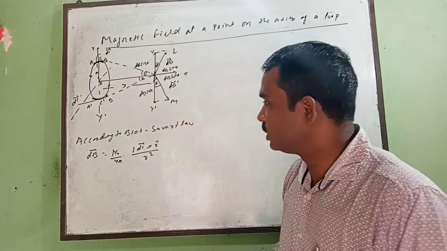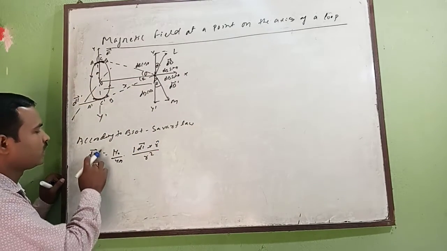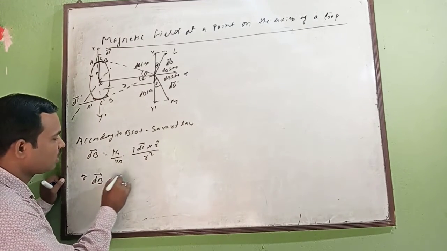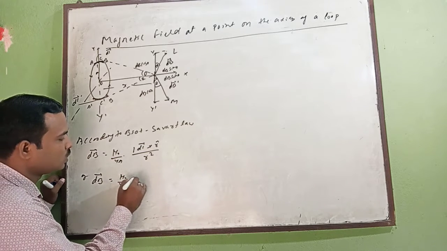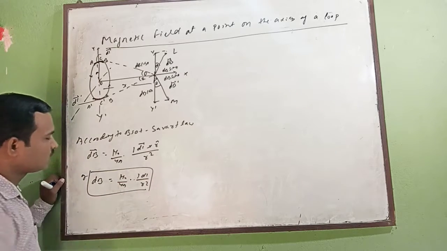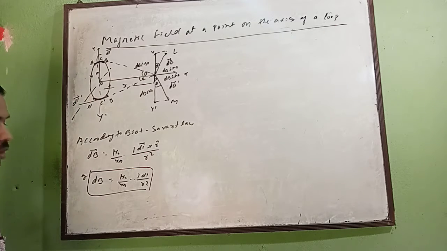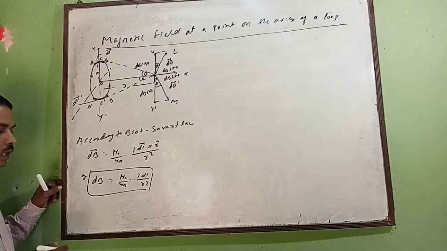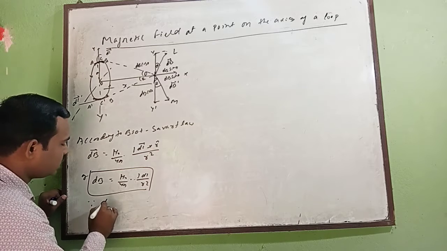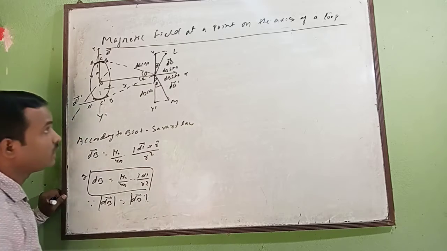Now if you remove the unit vector, it will be in magnitude. So you can write dB dash equal to mu naught by 4 pi into I dl by r squared. So we got the dB, that means the magnetic field for this elementary portion, but you will find out the magnetic field due to the whole circular loop. Also you know that both magnetic fields are equal, since mod of dB is equal to mod of dB dash. This you can write. Is it clear?